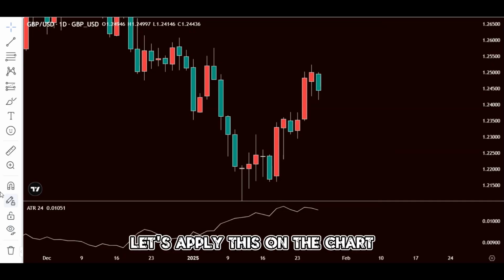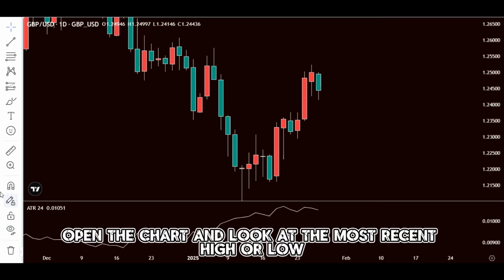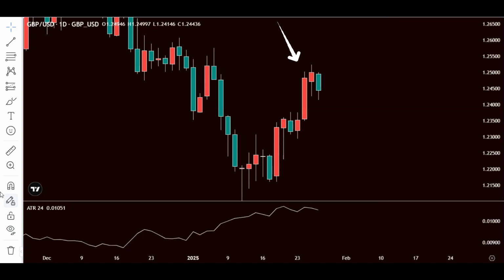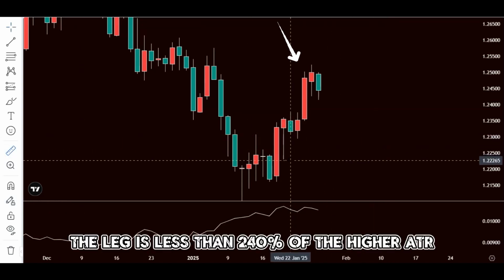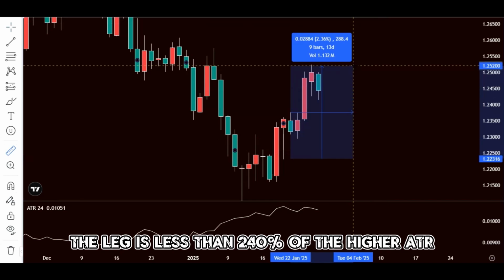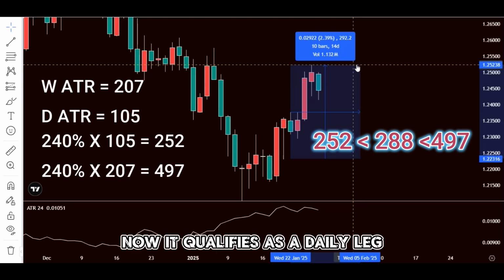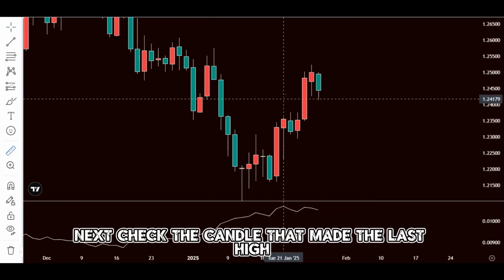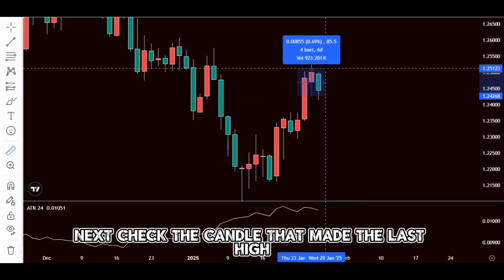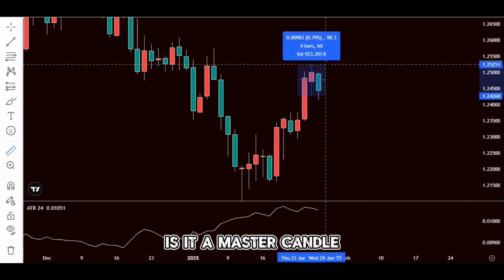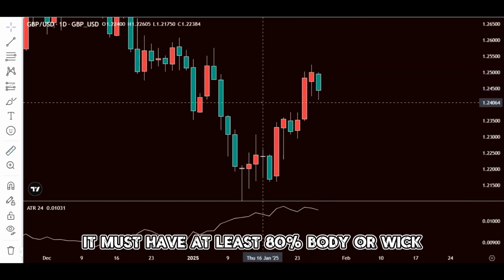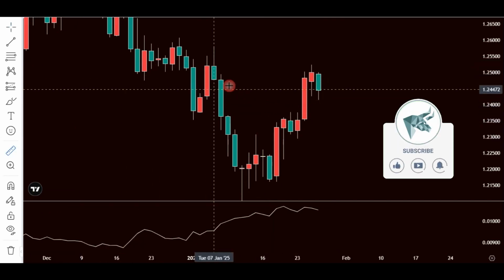Let's apply this on the chart. Open the chart and look at the most recent high or low. Does it meet trade conditions? We're on the daily time frame. The leg is less than 240% of the higher ATR, but more than 240% of the current ATR. Now it qualifies as a daily leg. Next, check the candle that made the last high. Is it a master candle? It must have at least 80% body or wick.